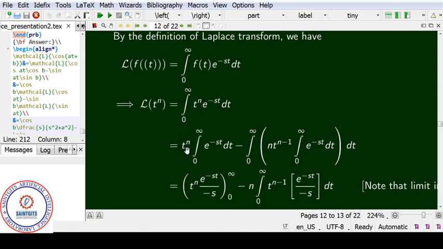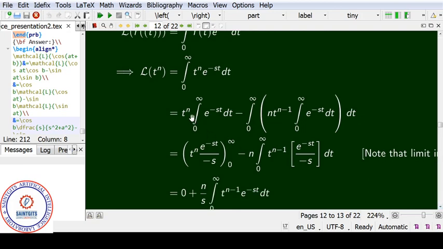First function t raised to n into integral of second function e raised to minus st, minus integral of derivative of the first function into integral of second function. So we simplify this. T raised to n into integral of e raised to minus st, equal to e raised to minus st by minus s, limit varies from 0 to infinity, minus derivative of t raised to n is n t raised to n minus 1. I take that n outside. Integral of e raised to minus st is e raised to minus st by minus s. Here also integration is with respect to t, so we take this minus s outside.